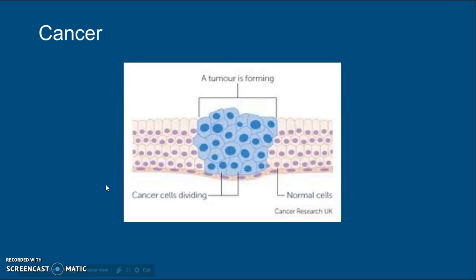Transformation is when a normal cell becomes a cancer cell. Tumors form when masses of abnormal cells clump. If they are abnormal and they stay in the same lump, it is called benign. If they spread to other organs, it is called a malignant tumor.